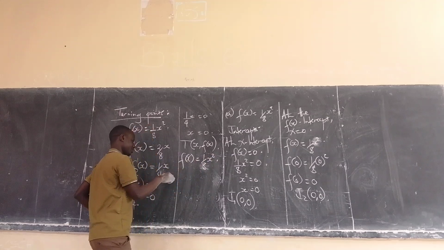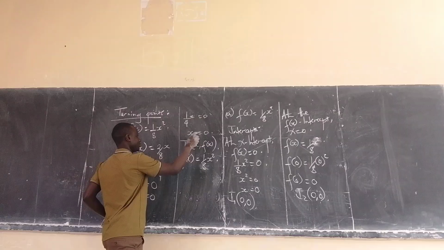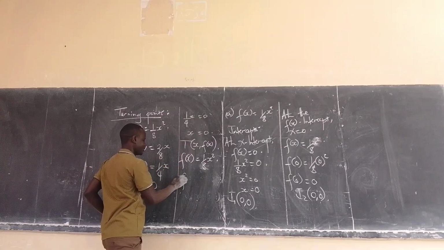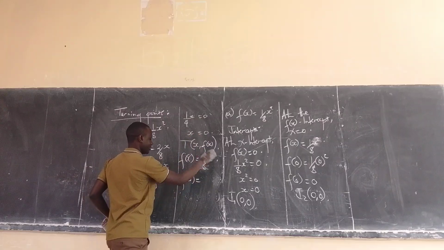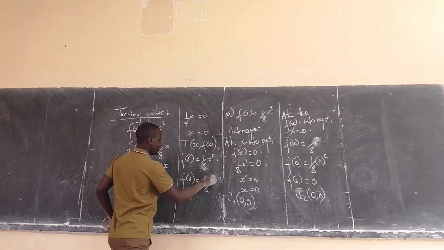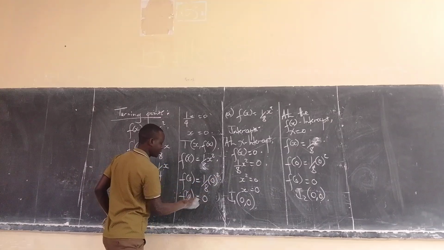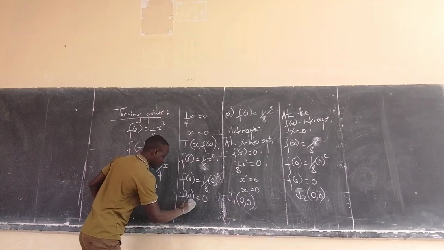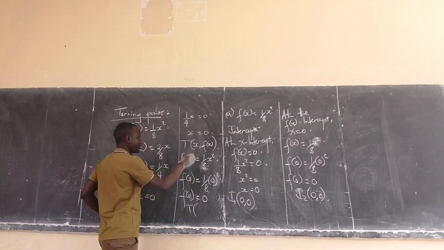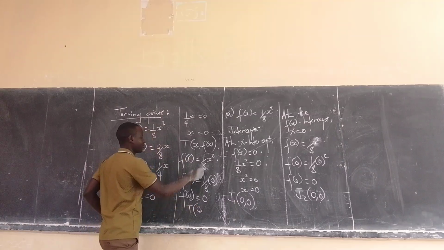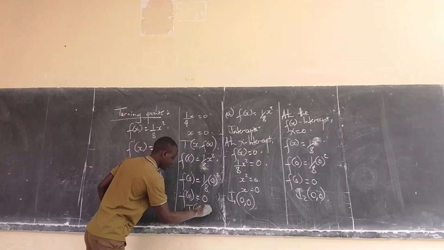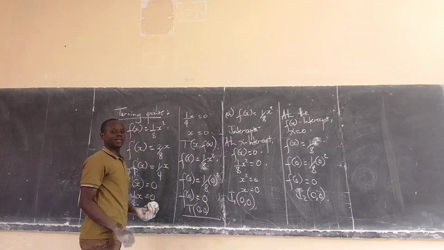This is the original. Now I'm going to get the x coordinate of the turning point, which is 0, and put it here: 1/8 into 0 squared. So our f of 0 will be 0. Implying the turning point, you begin with the x, which is 0, followed by f of x, which is also 0. That is the turning point.